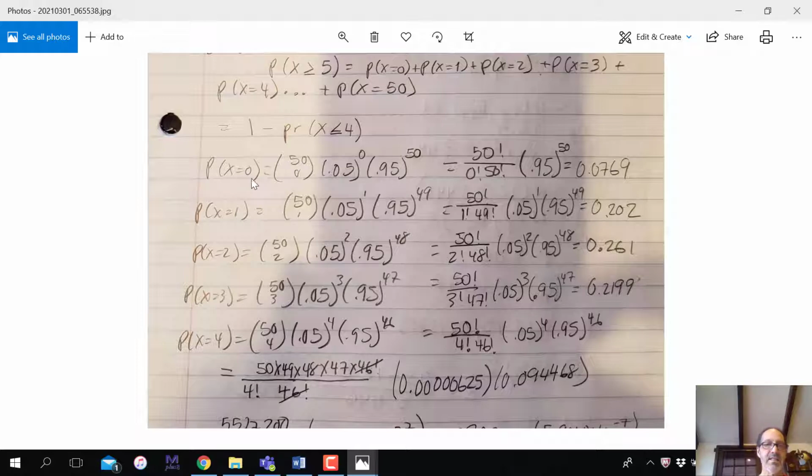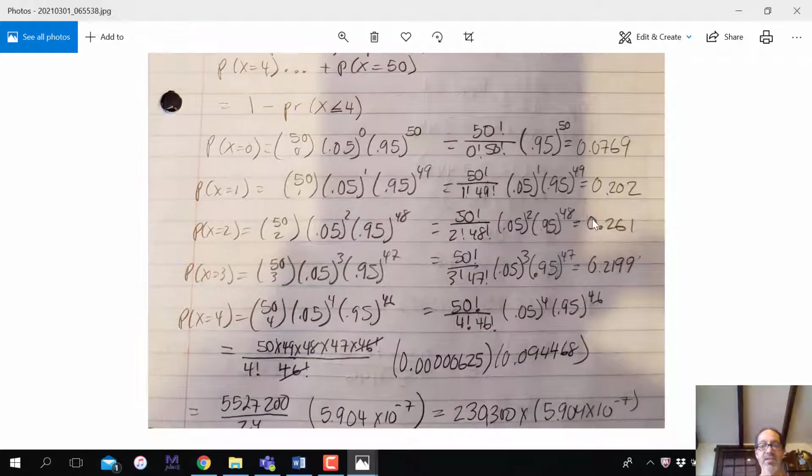So the probability that x is equal to 0 is 50 choose 0, times 0.05, your p, raised to the 0, times 0.95 raised to the 50. This is your binomial equation applied. 50 choose 0 is 50 factorial divided by 0 factorial times 50 minus 0, which is 50 factorial. These two cancel out, and what you get here is 1. And 0.05 to the 0 is equal to 1, so there's no value here. The last thing we have is 0.95 raised to the 50. If we do this calculation, we get 0.0769. So that's the probability of 0 successes.